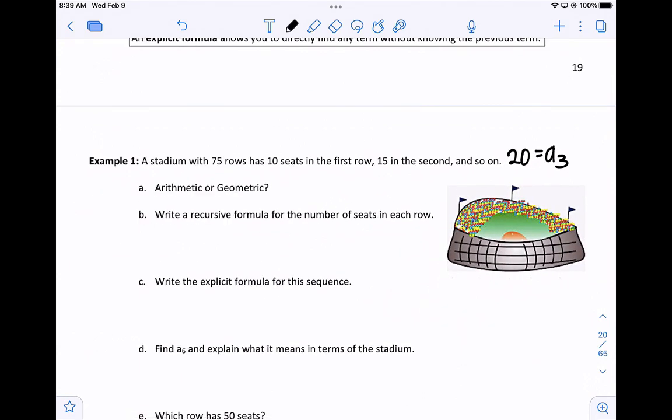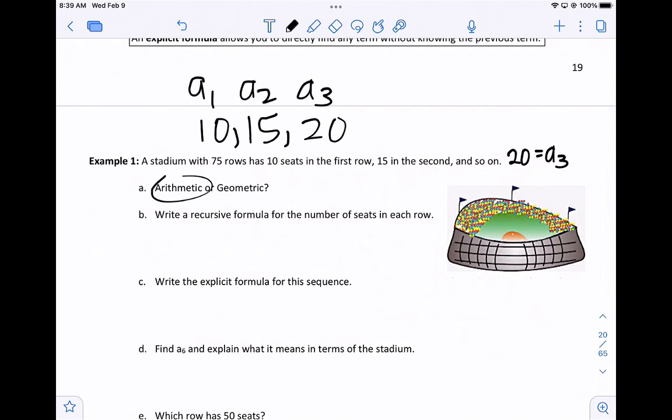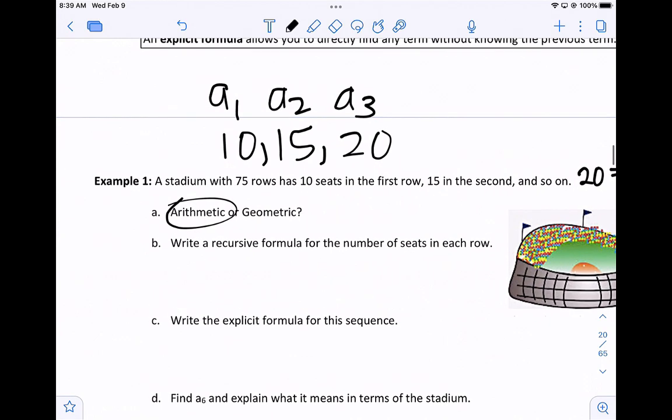So if I define that the third row has 20 seats, is this arithmetic or geometric? So we have 10, 15, 20 in the first row, second row, third row, and we can see it's arithmetic because there's a common difference of 5. Let's write the recursive formula.